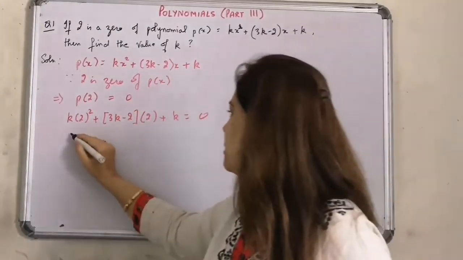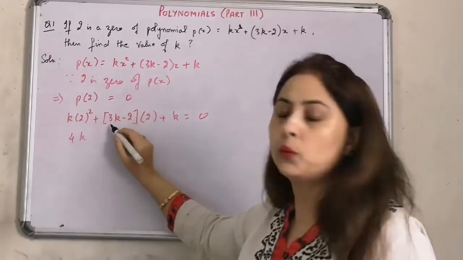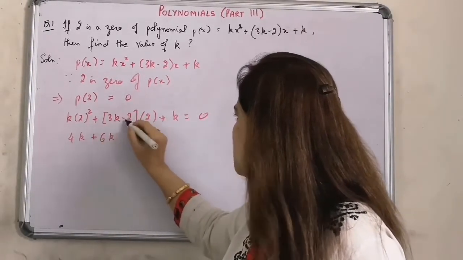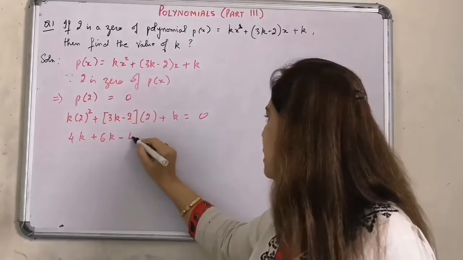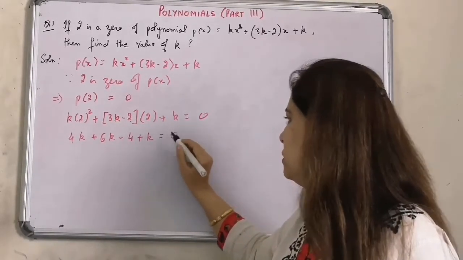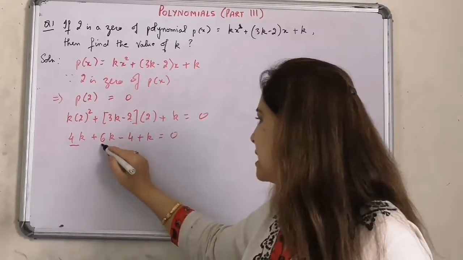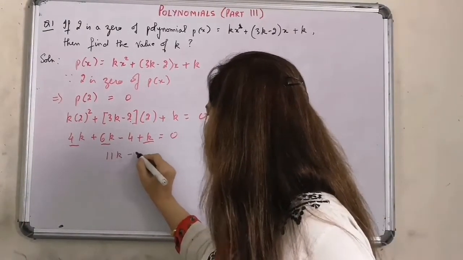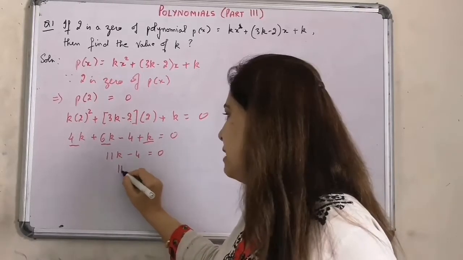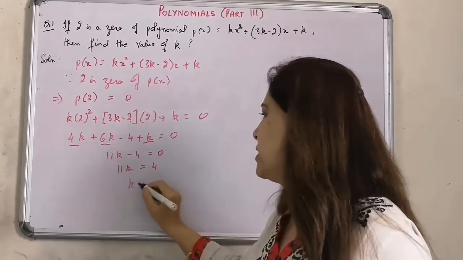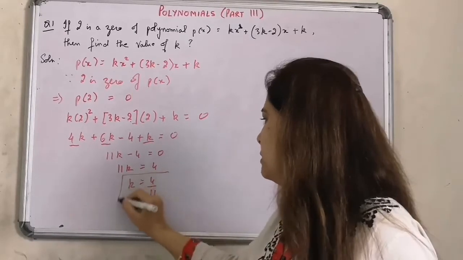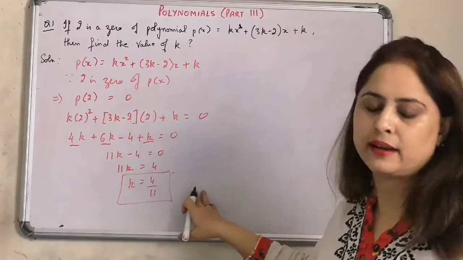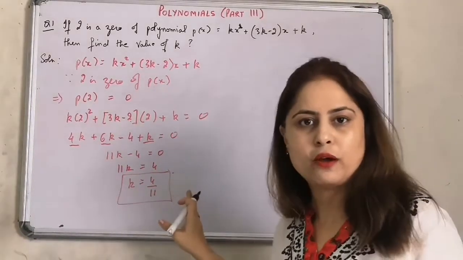So if we sort it out, we get 4k. Multiply 2 with each term of this bracket: 2 3s are 6k, plus into minus is minus, 2 2s are 4, plus k is equal to 0. So there are 3 like terms, 4k plus 6k and plus k. This makes 11k. So we have 11k minus 4 is equal to 0. That means 11k is equal to 4 and k is equal to 4 upon 11. So this is what was required. We were supposed to find the value of k, and here it is as 4 upon 11. I hope you have got it.